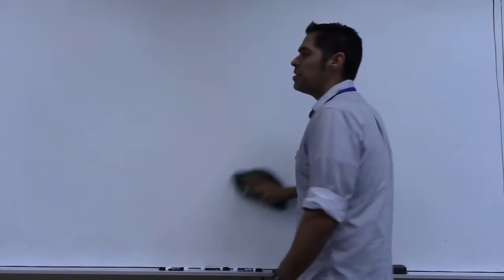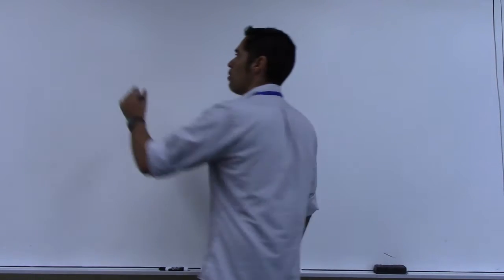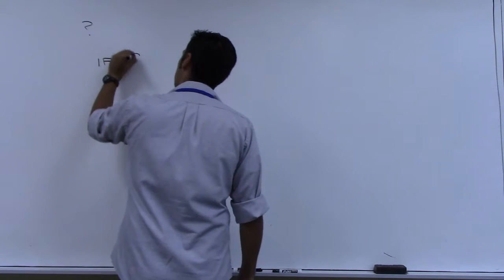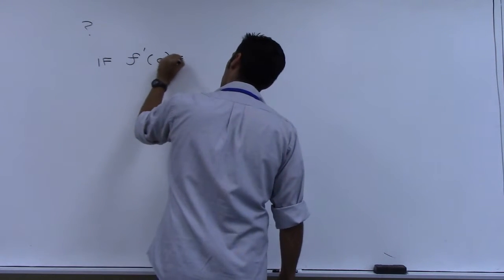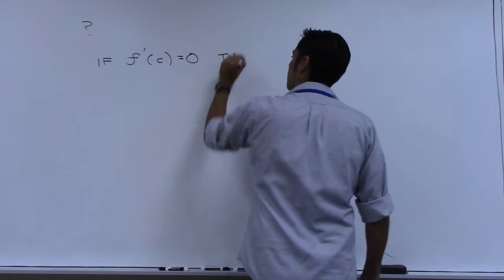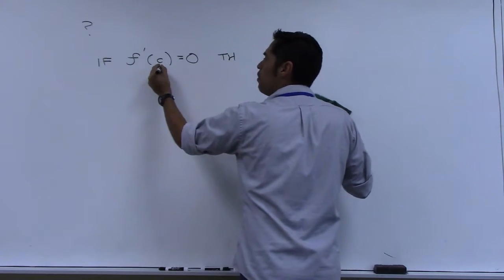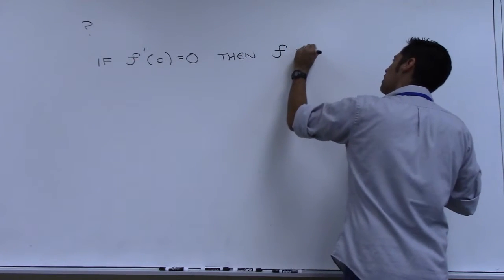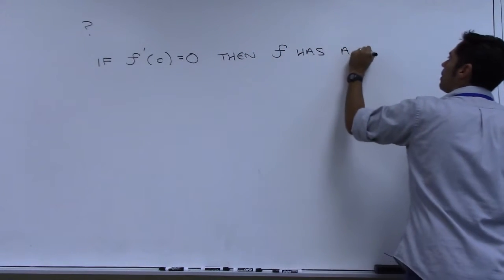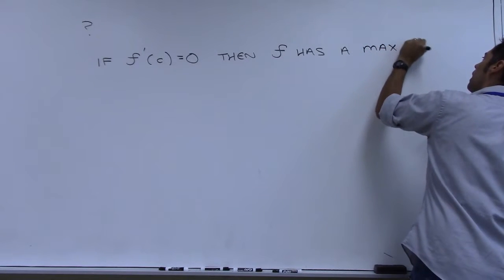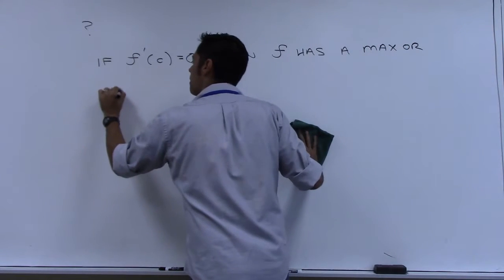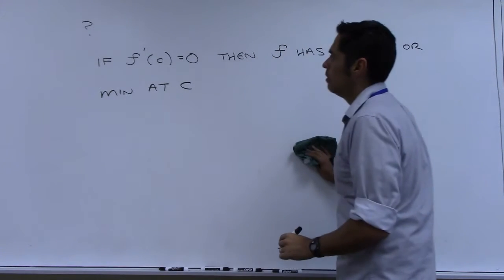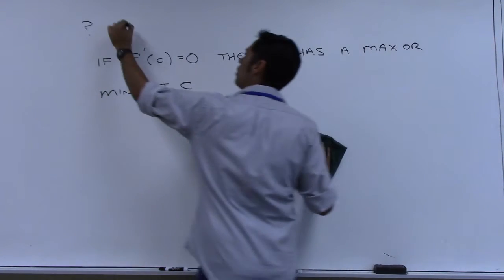Does this theorem say this? This is a question to you. Do you think this is true? If the derivative at some point c is 0, then f has a max or min at c. Do you think this is true? True or false?